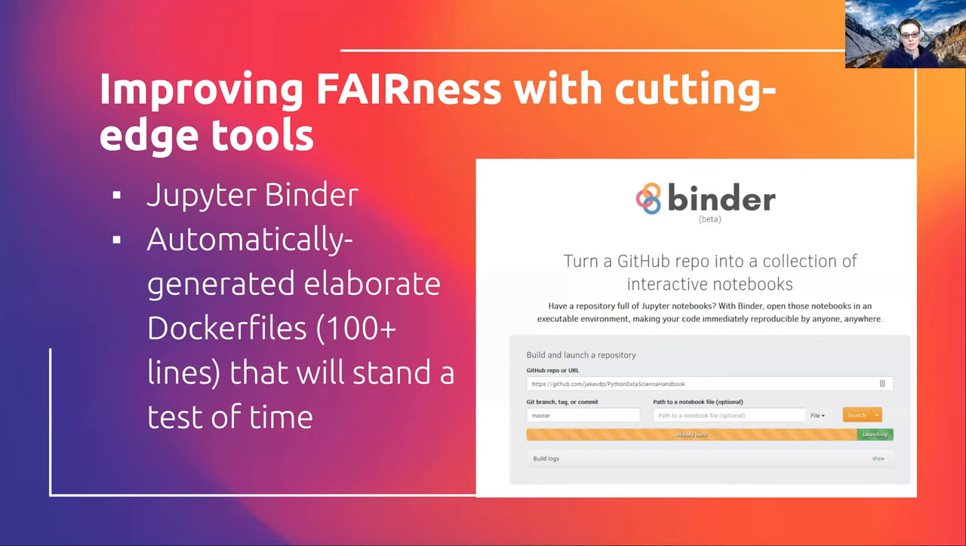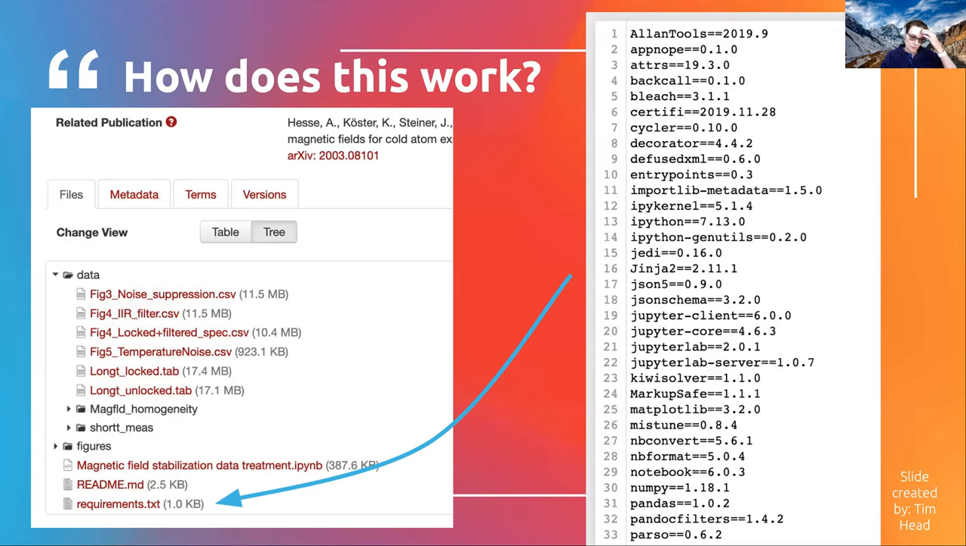We invited a team who works on Jupyter Binder, and they told us that essentially, the way Binder does it, we don't need to have this black box. We can still keep smaller files that preserve environments, like a requirements file, and then Binder automatically generates a detailed Dockerfile with many, many lines of code, and these Dockerfiles can actually stand the test of time. And so essentially that would boil down to this.